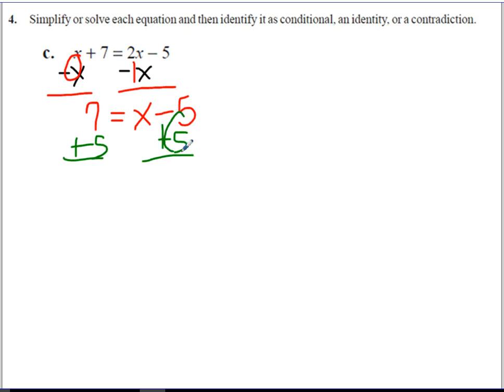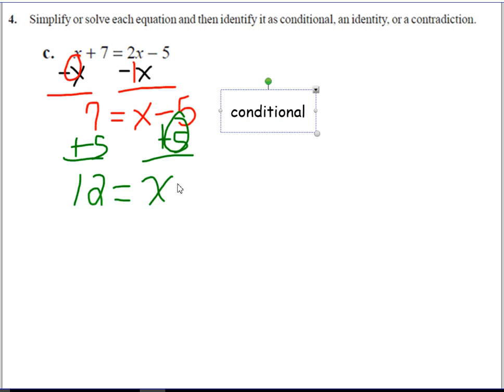And so the 5 minus 5, or negative 5 plus 5 is what it actually says, zeroes out, and we're left with an x on the right and 12 on the left. There was no number to divide by, no coefficient of x. And so we are done. And you can see one answer, one number is conditional. 12 is the only number that will work for this one.